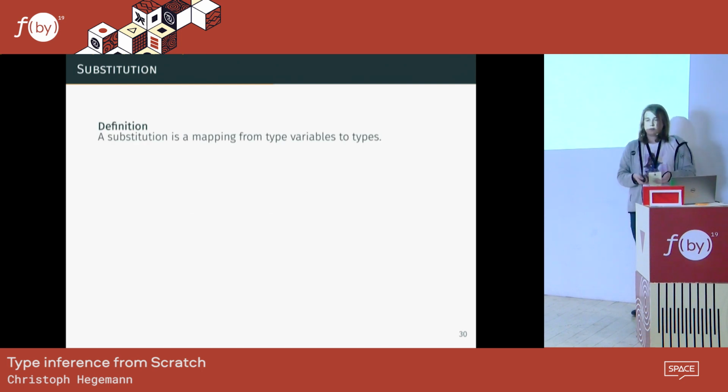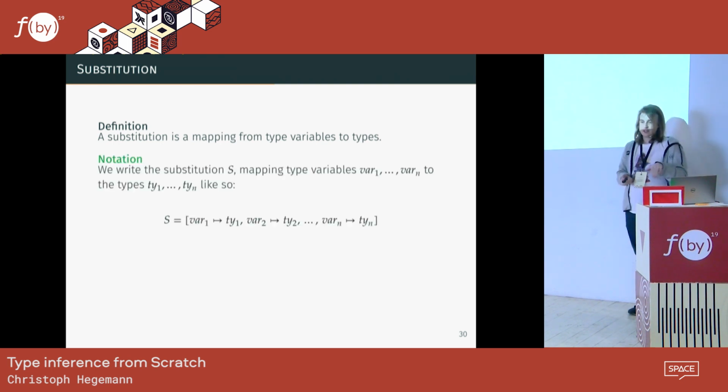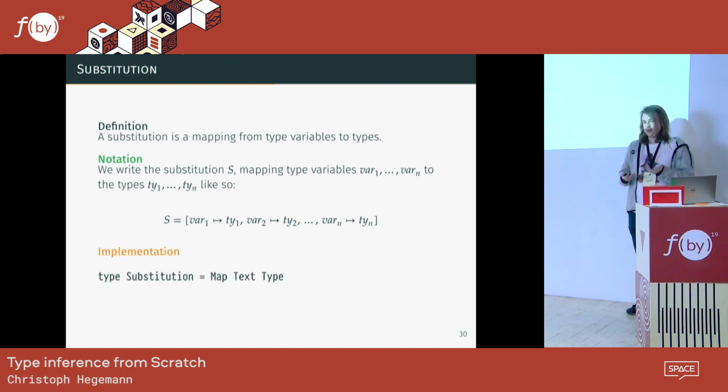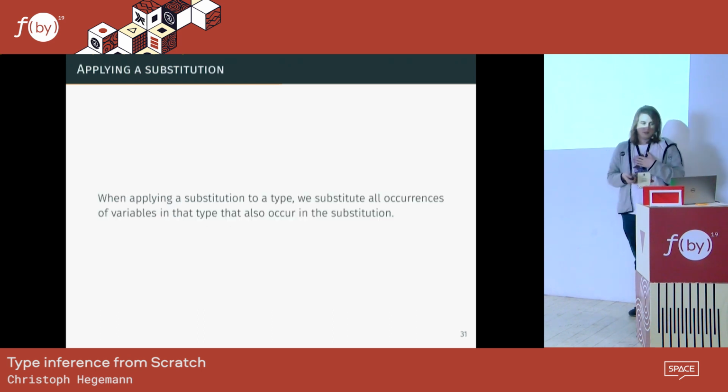And a substitution is a mapping from type variables to types, as opposed to the context, which mapped value level variables to schemes. The way we write this is using this list-like syntax, and then we have pairs in there. So we have a pair here of var1 and ty1. So var1 maps to ty1, and var2 maps to ty2. And the way to implement this in Haskell is, again, just a map from text, which is the variable names, to types.